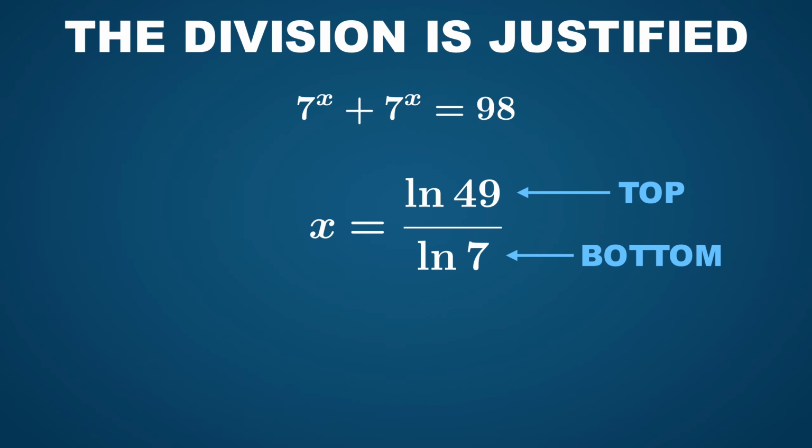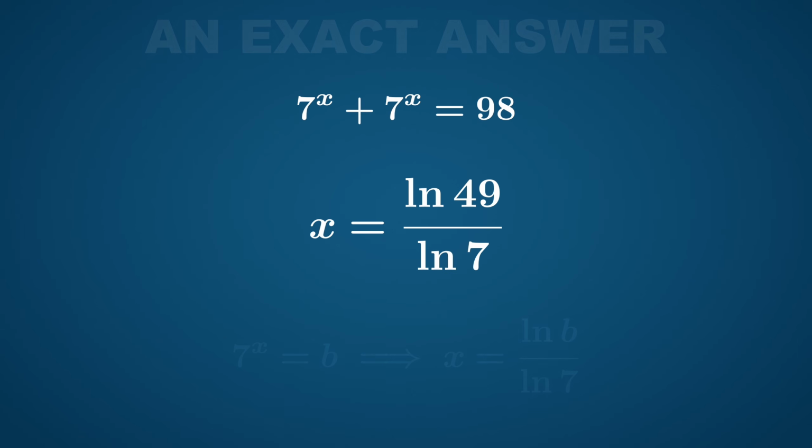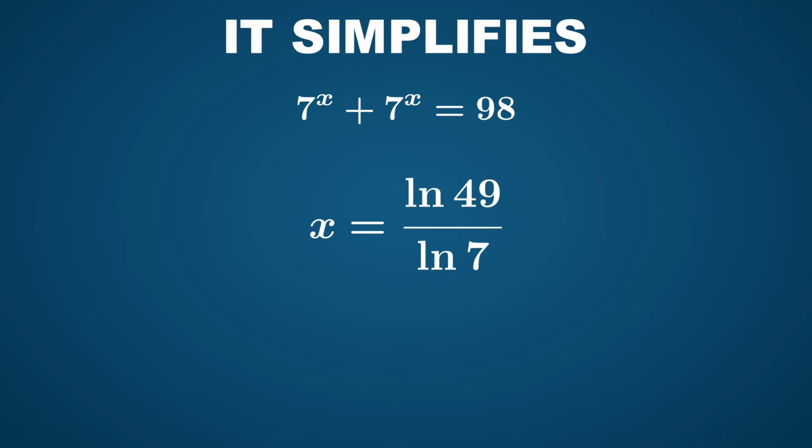Written out, that is a fraction with one log sitting on top of another. This quotient is already an exact answer for x. For any positive right-hand side, this same quotient shape appears. For our right-hand side, the quotient simplifies very nicely.